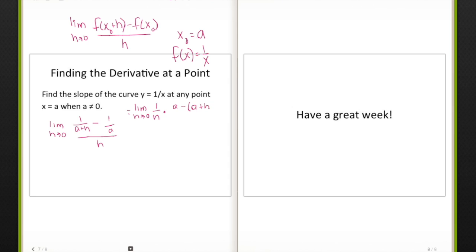Now I'm going to try to find a way to subtract these two fractions with different denominators. And of course, we have to find a common denominator, multiply the top and the bottom by that common denominator, and then subtract. So I came up with a minus parentheses a plus h, all divided by a times a plus h. I got that by multiplying the first fraction by a over a and the second fraction by a plus h over a plus h. And from there, I just distributed and simplified. So with that in mind, let's keep going.